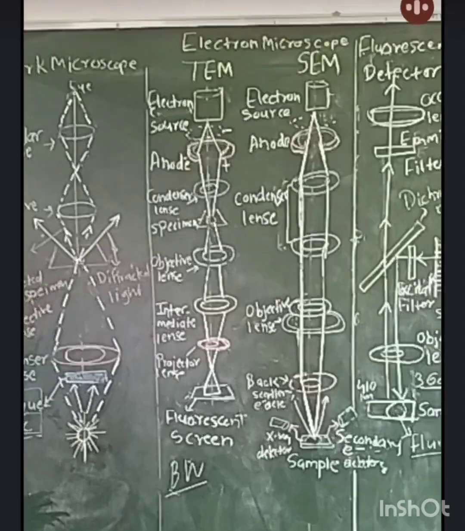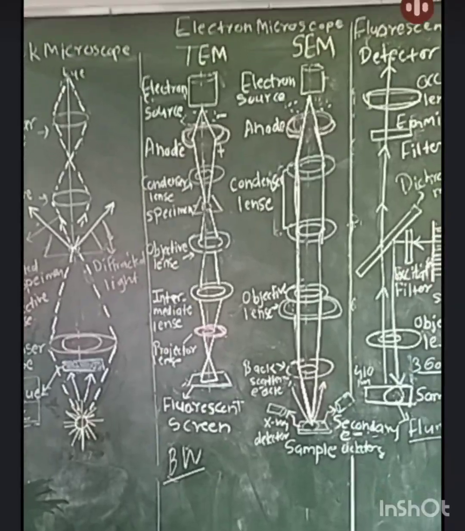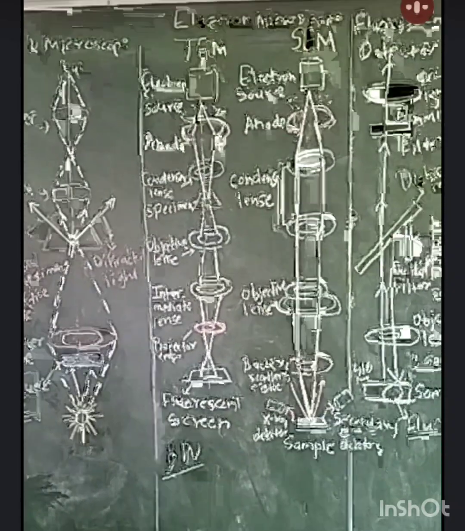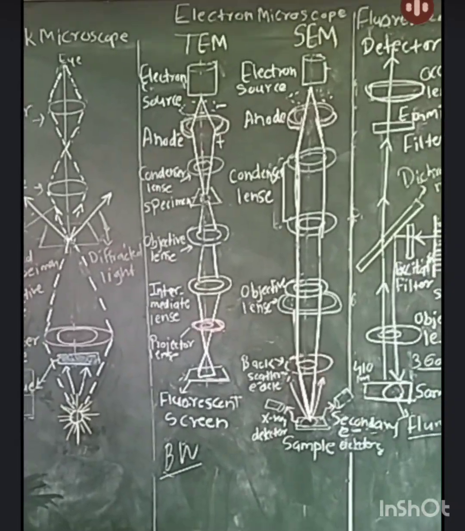And the difference between all these microscopes we can measure in the form of magnification. The electron microscope has a magnification of around 1 lakh.